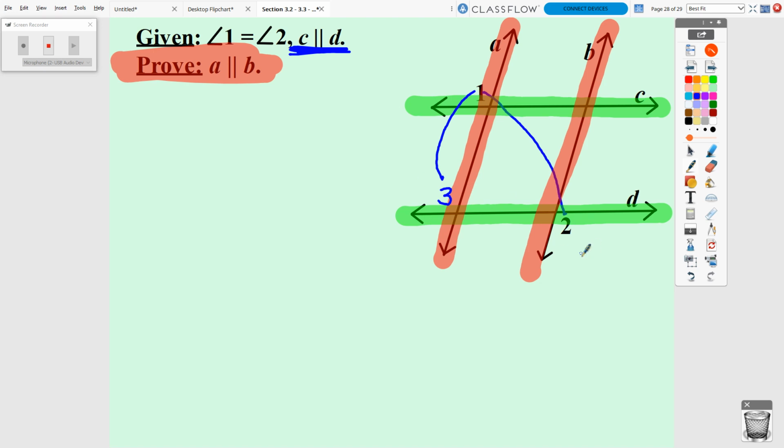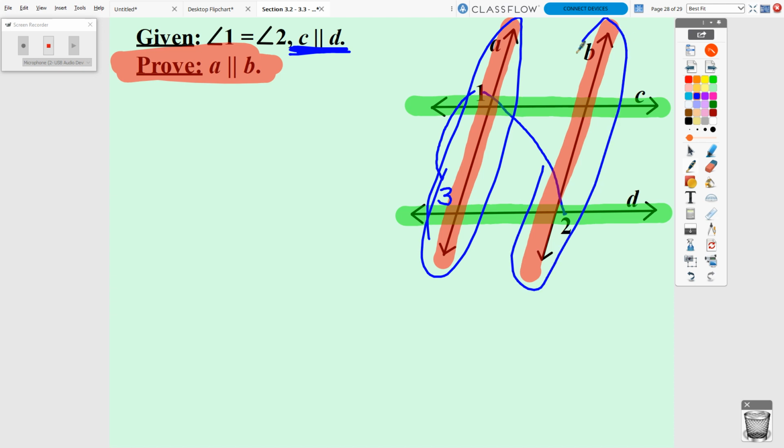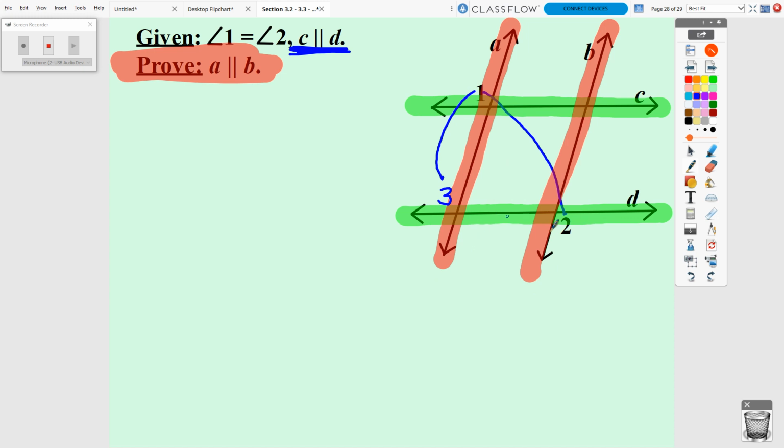They are alternate exterior angles. Now, can we say that they are congruent alternate exterior angles? That would be a stretch, because angles 2 and 3 are using lines A and B. And the only way that 2 and 3 are equal to each other is if the lines are known to be parallel, and we don't know that.